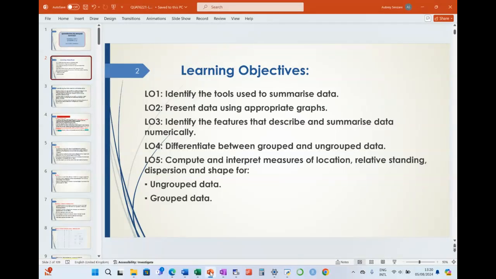I was just eavesdropping there. But yes, you'll see that also those measures of location or measures of central tendency are familiar as well. Relative standing, you have dispersion, you'll see that as well. And then shape for ungrouped data and grouped data. Okay, but let's jump straight into it.